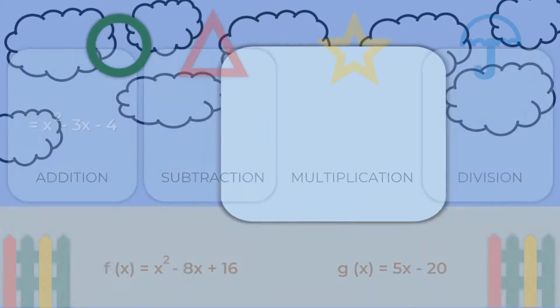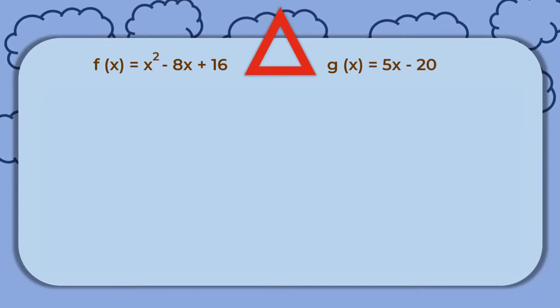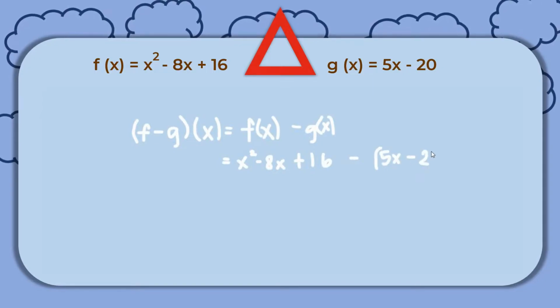Let's proceed to the succeeding shape, which is the triangle. Using the formula for subtraction, we can get the difference of the given functions, starting off by writing the formula. Then substitute the values: x squared minus 8x plus 16 minus, then put a parenthesis before the value of g of x because we are going to change the signs of the subtrahend. We write the values of f of x, then negative times positive 5x is equal to negative 5x. And negative times negative 20 is equal to positive 20.